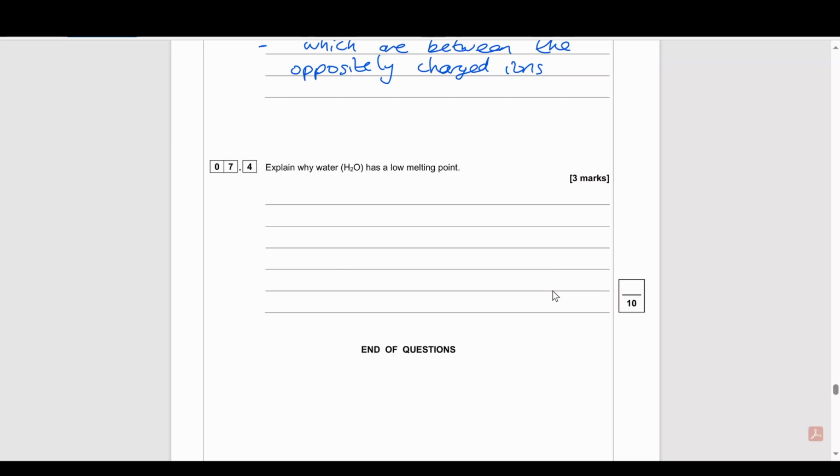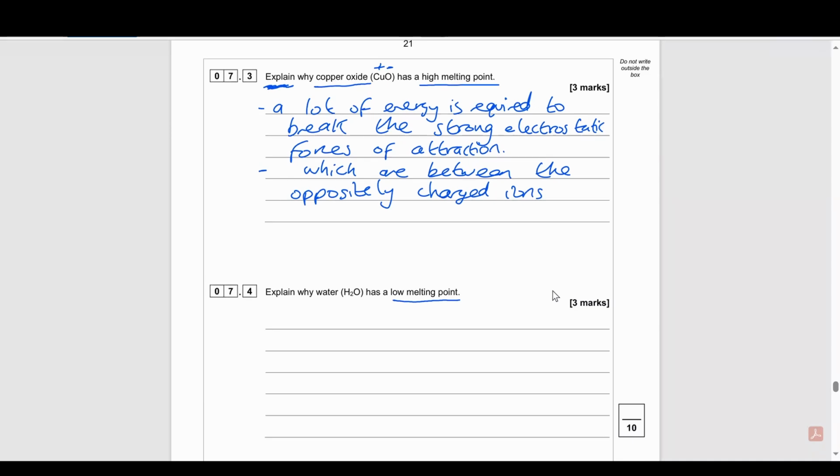7.4. Explain why water, H2O, has a low melting point. Well, it's almost the opposite to the previous question. What's similar is that we're talking about melting point. So it's again thinking about energy. But this time they said it's low. So instead of a lot of energy required, it's a little amount of energy required.